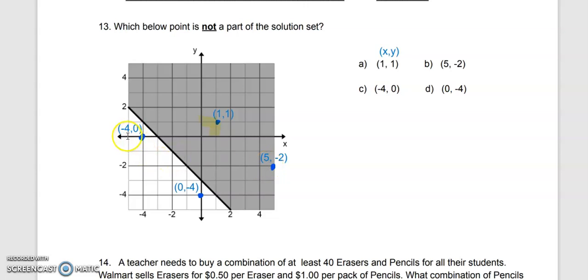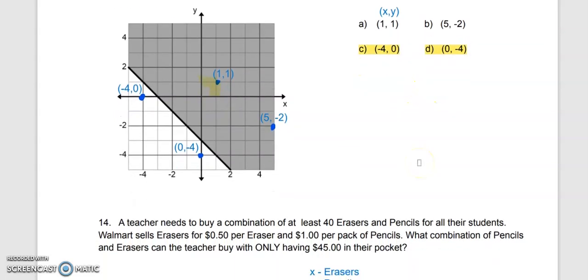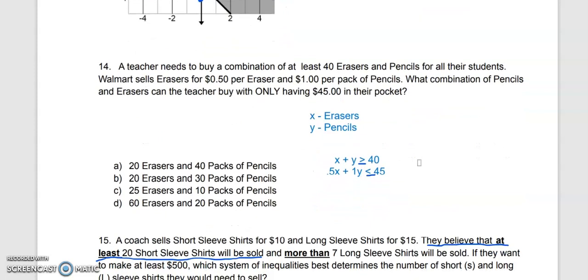But my next 2 points, -4, 0, that's not in my shaded region. And then 0, -4 is also not in the shaded region. So I'm just going to go ahead and highlight these, that those were not in the shaded region. All right, let's go look at number 14.